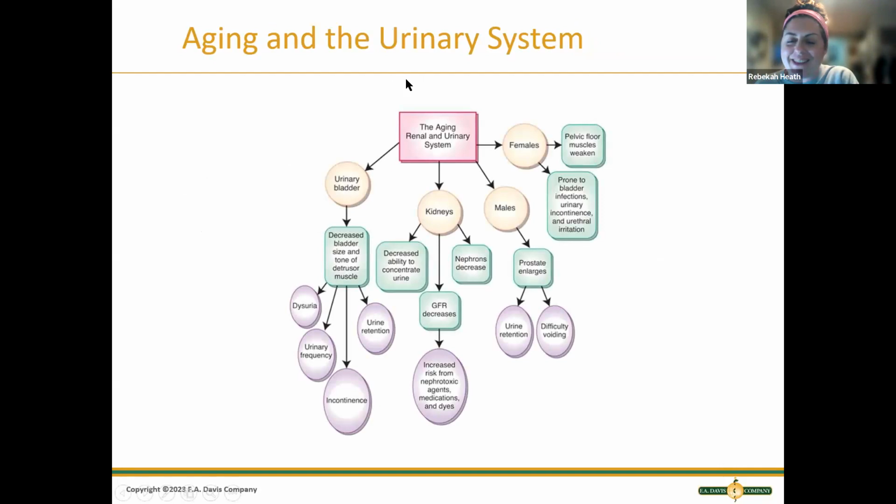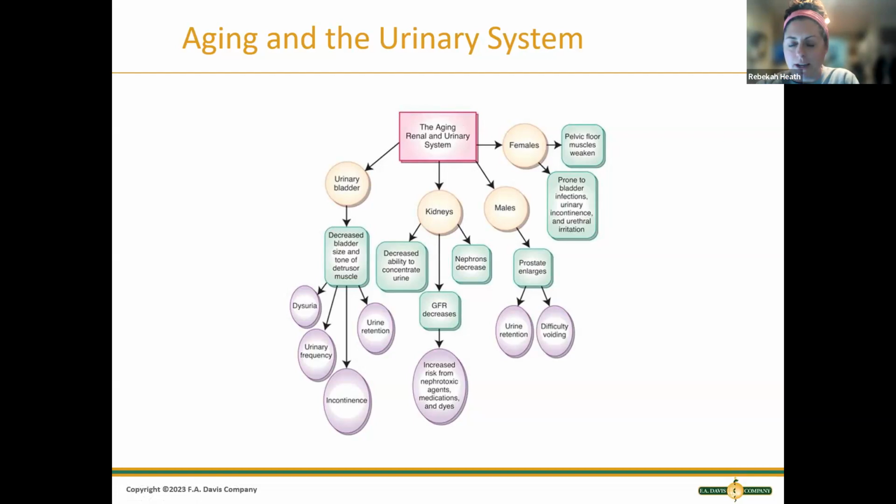So, aging and the urinary system. I like this map here, and if you can't see it very well, I really encourage you to look at it in your book because I feel like it really helps to break down the different changes that happen in the urinary system. And remember, these age-related changes are normal.